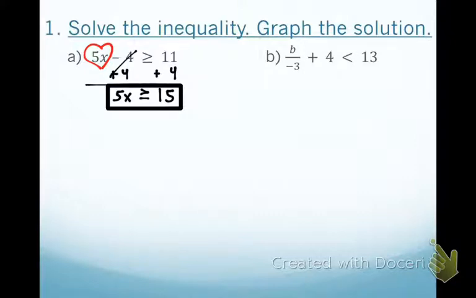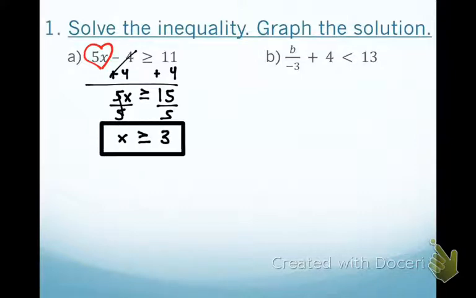What's not allowing our variable to be alone? Multiply by 5. How do I get rid of multiply by 5? Okay, and we've got to do it to both sides. So, class, what's my answer? x is greater than or equal to 3. Excellent job. Do you guys remember how to graph this?